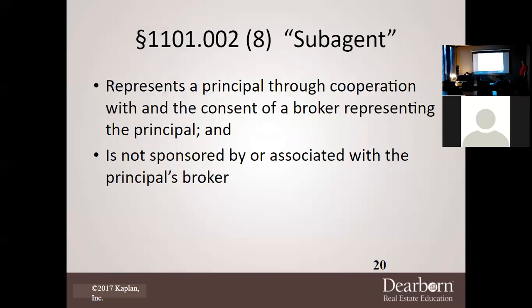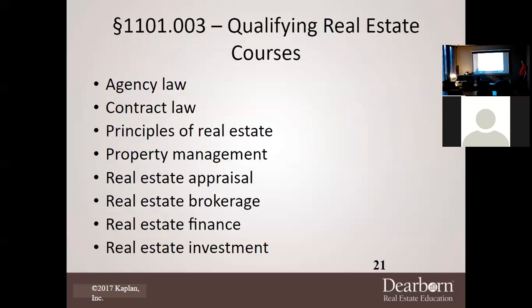So a sub-agent represents a party or a principal through cooperation with and the consent of a broker representing the principal, and is not sponsored by or associated with the principal's broker. Okay, got to be very careful here. All right, so let's get into this point.